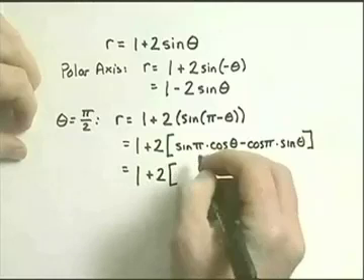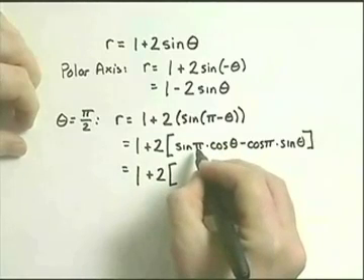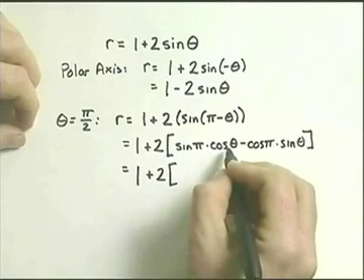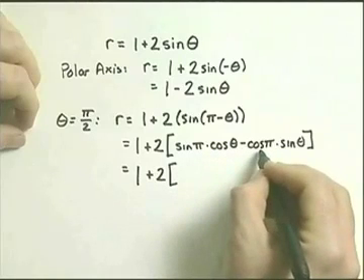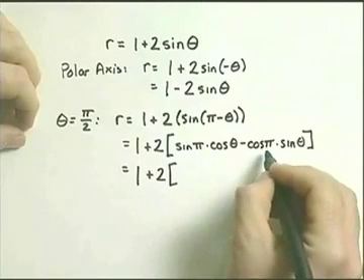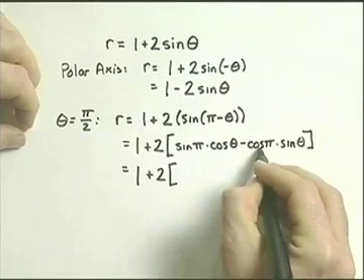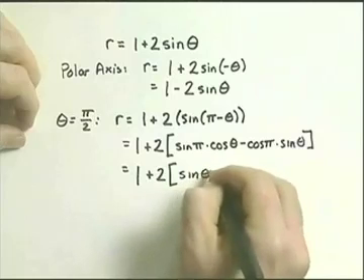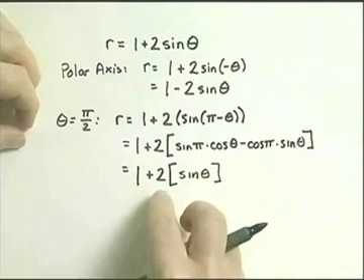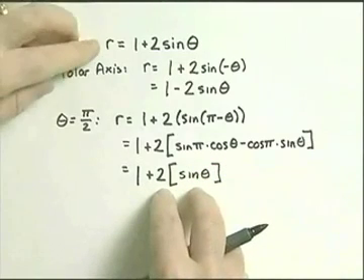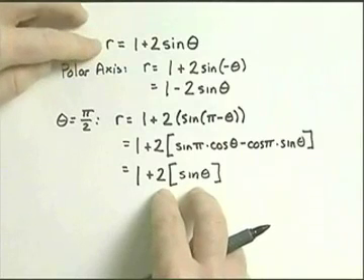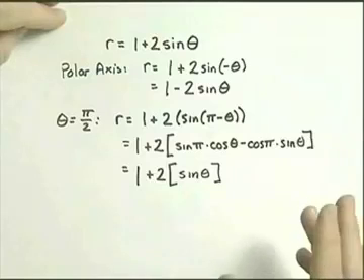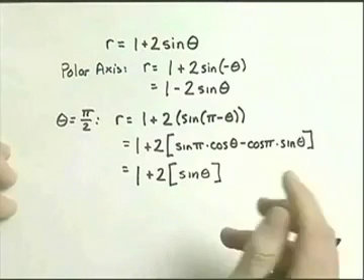1 plus 2. The sine of pi is 0. So I have 0 times the cosine of theta, which is 0. The cosine of pi is negative 1. So I have negative 1 times negative 1 is plus 1 times sine of theta, which gives me sine theta. So I have 1 plus 2 times the sine of theta, which is what I have in my original equation. Therefore, the graph is symmetric with respect to the line theta equals pi over 2.